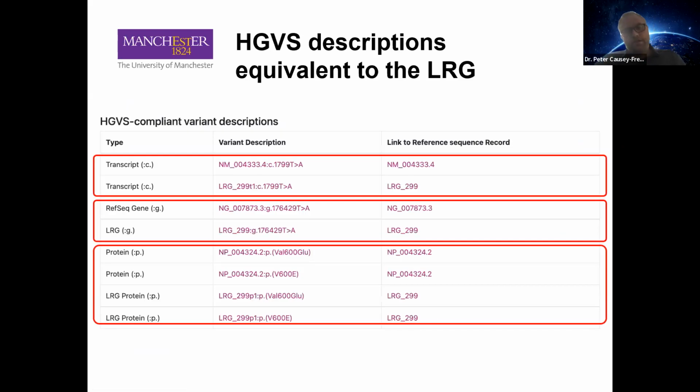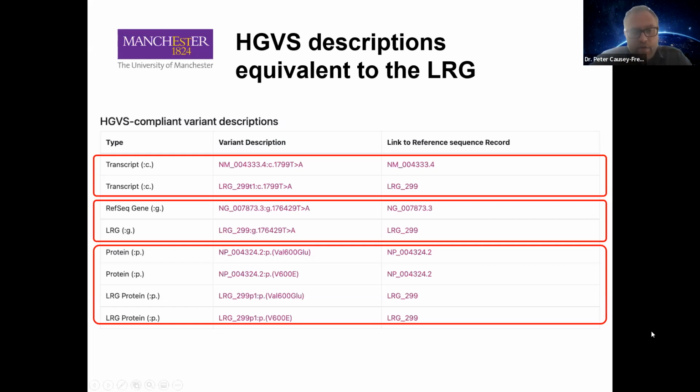The first thing it does is show you the HGVS equivalent variant descriptions. I mentioned these earlier. LRG_299t1 is effectively the same as NM_004333.4. These are almost identical transcripts, but what we've done is validate the variant from the LRG and lift it across to make sure it's still valid in the context of the transcript that the LRG was based on.